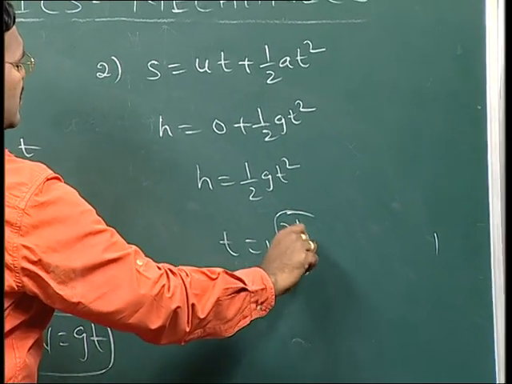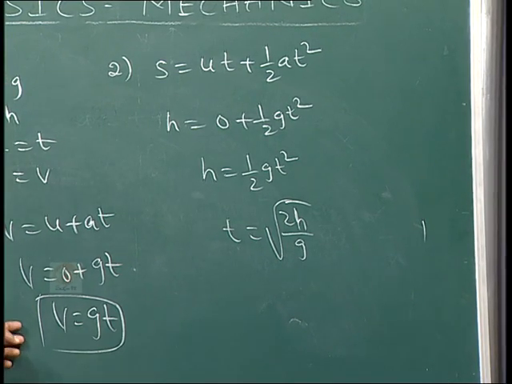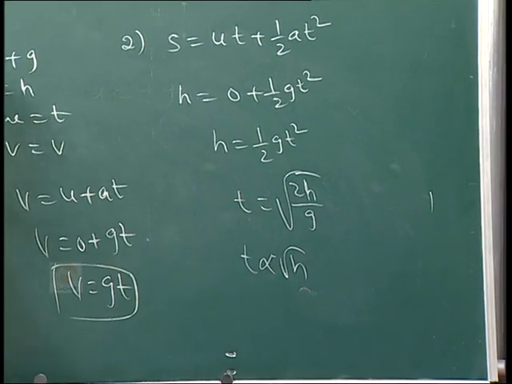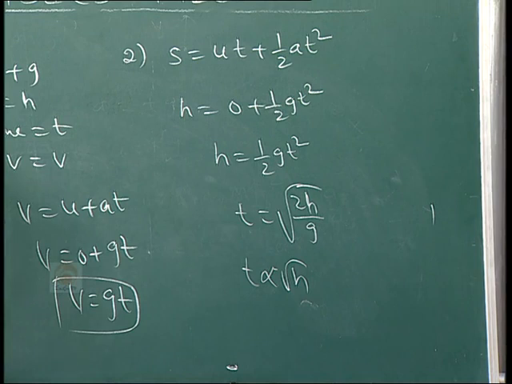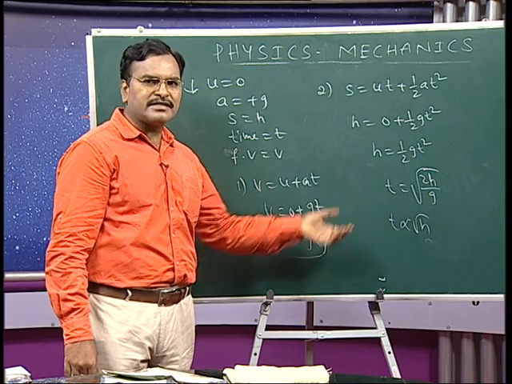What is t? Time taken by a body in reaching the ground. What is the formula? Under root of 2h by g. So, t is proportional to root h. What is h here? The dropping height. If a body falls from a height h, time is directly proportional to root h. H increases, time increases.